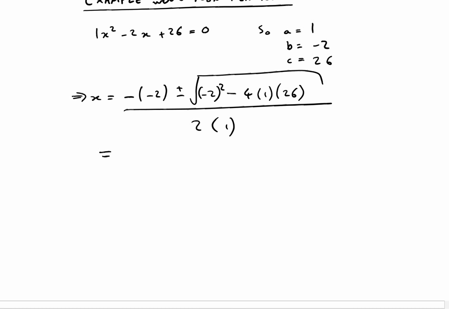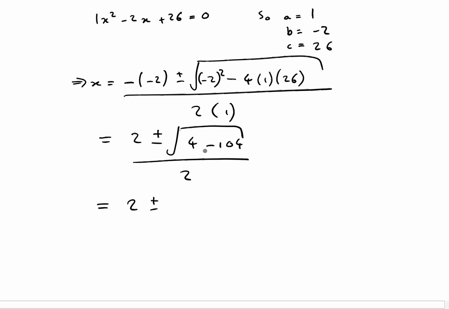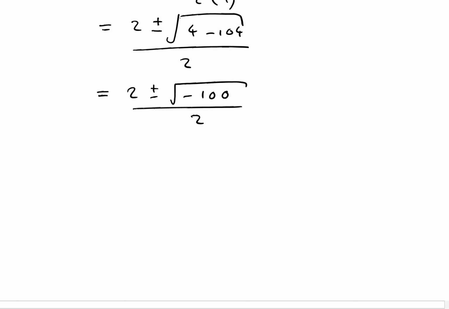Okay, so let's do a little bit of tidying up. So negative, that's going to become positive, so positive 2, plus or minus the square root of minus 2 squared, so it's going to become 4, minus 4 times 1 times 26, it's going to be minus 104. Okay, all over 2 times 1, it's just 2. A little bit of tidying up again, so this is going to be 2 plus or minus square root of 4 minus 104. Well, that's the same as doing a negative 104 plus 4, so that's going to be minus 100. All over 2. Okay, and let's break this negative root of negative 100.